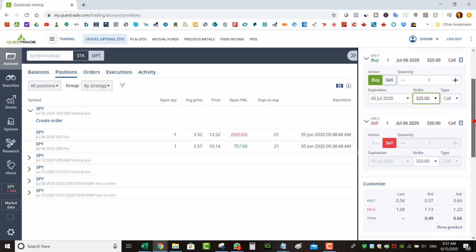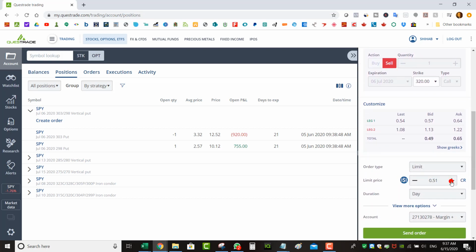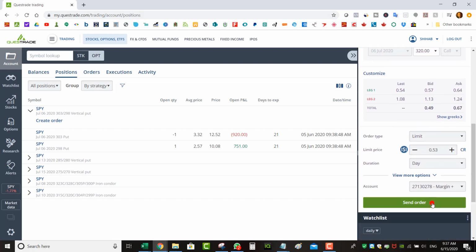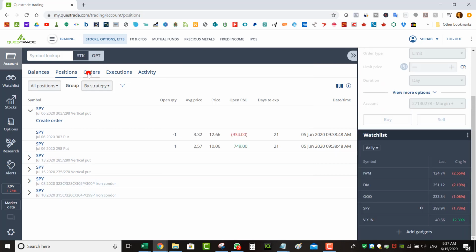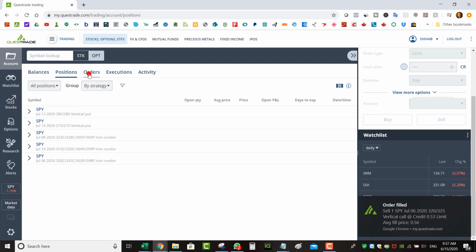This one's a bit further than the other one I just did on the July 10th, I believe, the 315. I don't know why I went with 315. 315 is kind of close. So anyway, this one I went with a 320, 325 for 53 cents. I'm trying to collect 53 cents. I think I'm going to collect a little bit more. Yeah, so I ended up collecting 56 cents for this call spread.